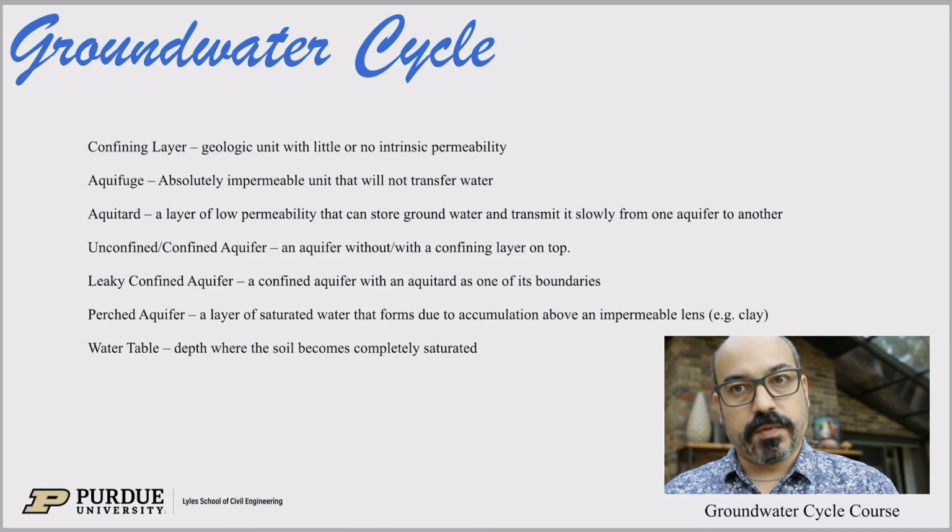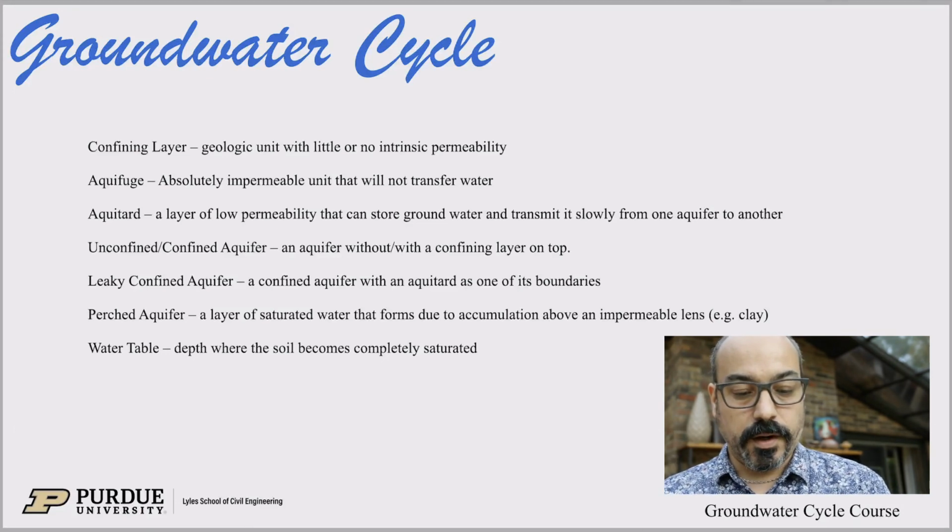Again, some useful definitions here that I've already touched on. A confining layer is a unit with little or no permeability. I haven't really talked about permeability, but that should be intuitive: water cannot go through it. An aquifuge is a completely impermeable unit, so no transfer. An aquitard is where those leaky confined aquifers come in. It's a formation that is a little bit permeable, but not very much, so very low permeability. Again, unconfined and confined is really the bread and butter of this class.